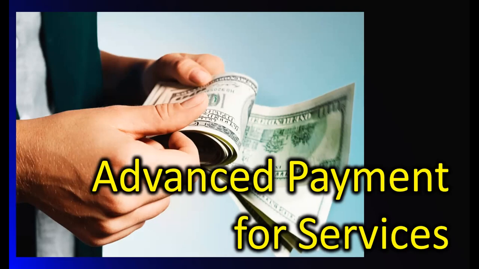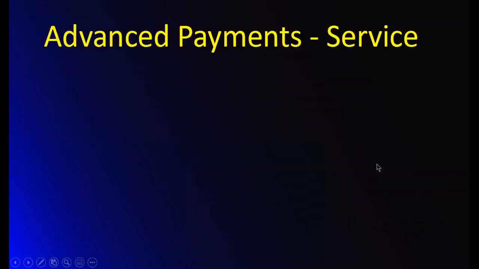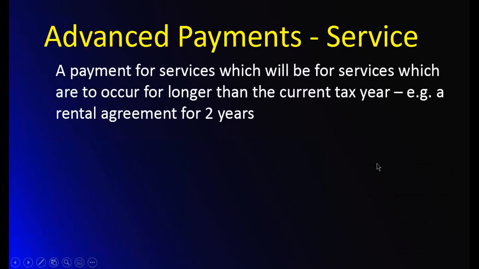But what if those services extend over the tax year? And what happens if you are not purchasing that item specifically where it will be used within that tax year? I'll get into that in a minute. But for services, let's talk about that first. Advance payments for services. A payment for services which are to occur for longer than the current tax year, like a rental agreement for 2 years or longer. That's what we're talking about here, because they'll fall into two tax years.